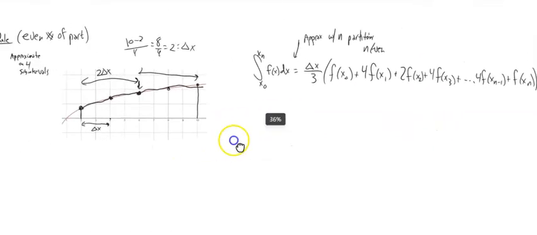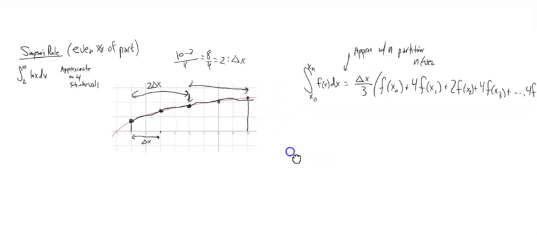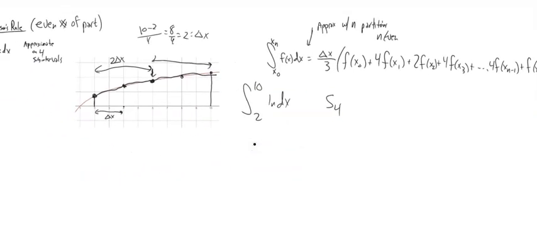Maybe I'll just do it for this first, and then I'll show you where it comes from. So I've got this. I'm going to approximate 2 to 10, and I'm going to do it for four partitions. So Simpson's rule for four. I've got to get my change in x. So 10 minus 2 over 4 is 2. So it looks like my change in x is 2.